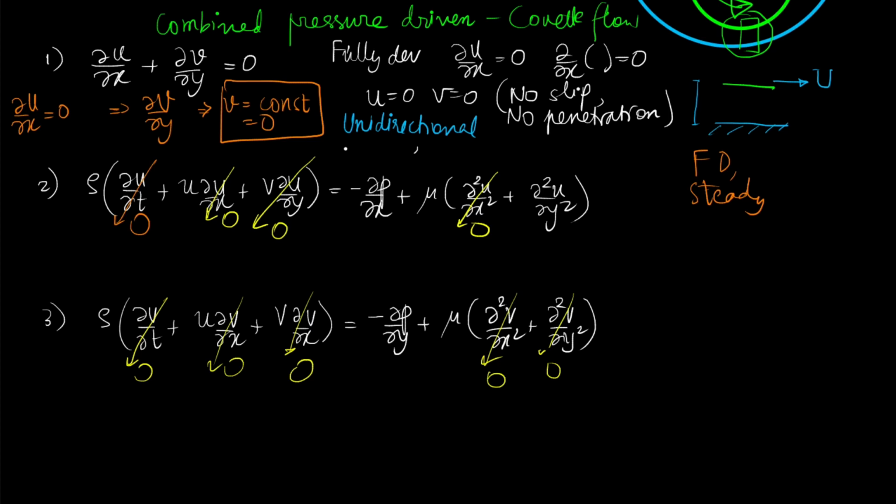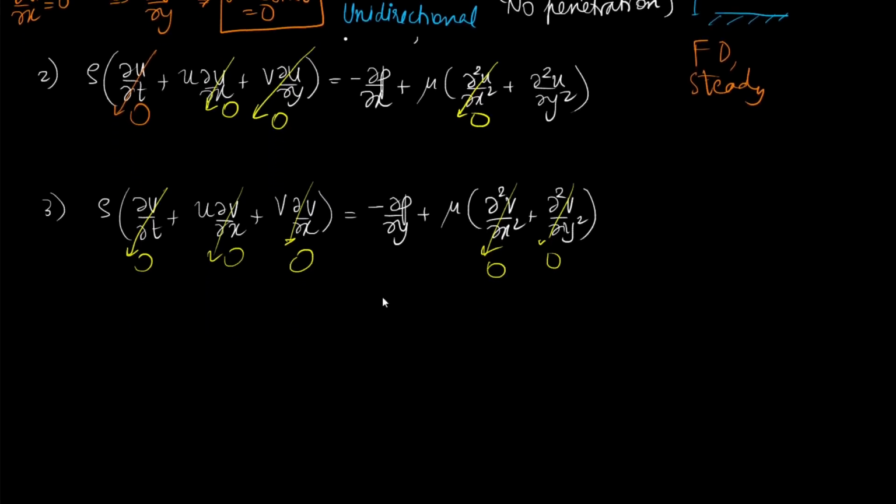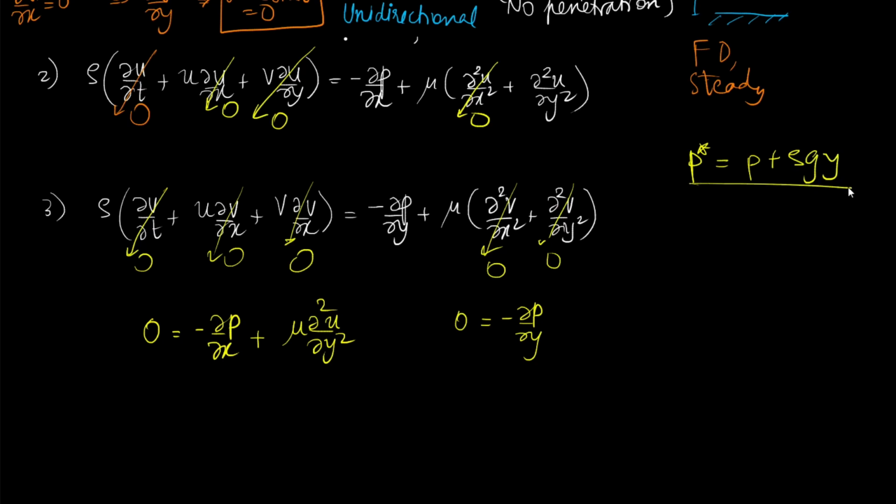So finally what we have, from the x momentum equation, is 0 equal to minus del p del x plus mu del 2u del y2, and from the y momentum equation we have 0 equal to minus del p del y. Once again, I am not writing down the gravity component because that can be written in terms of the modified pressure P star equal to P plus rho g y. So we can simply make them stars. So P star is the modified pressure. This implies P is only a function of x.